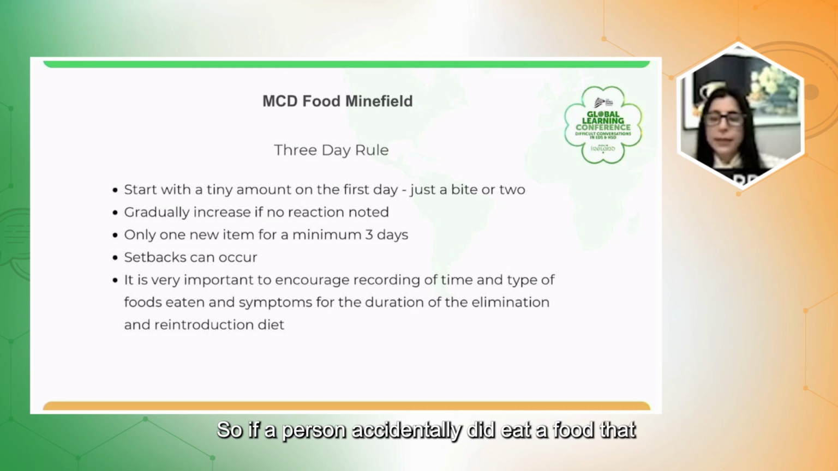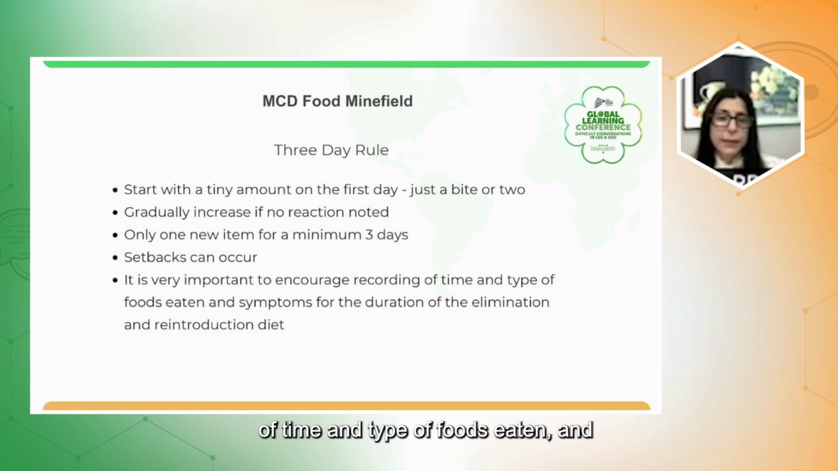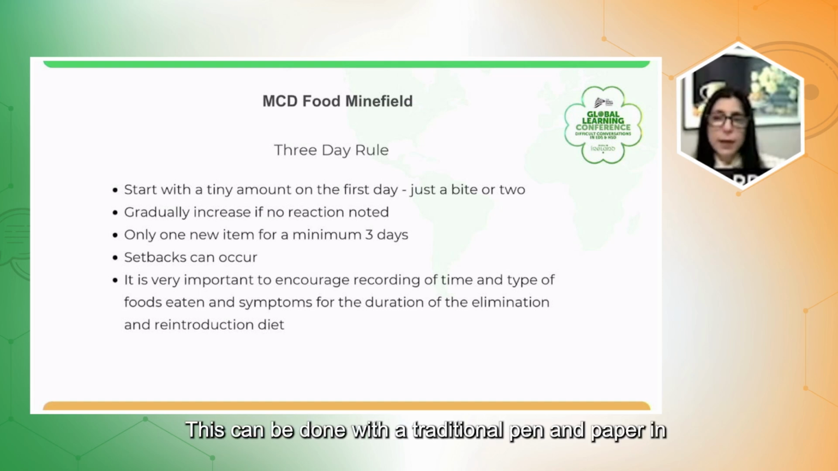So if a person accidentally did eat a food that is known to be a trigger while they're in the middle of trialing another food, we're going to have to put that on the back burner and wait till they're feeling better and then try to reintroduce the food. So it's very, very important to record the time and type of foods eaten and the symptoms and their duration for the elimination and reintroduction diet. It cannot be done without this. This can be done with a traditional pen and paper in a notebook, or it can be done using an app.